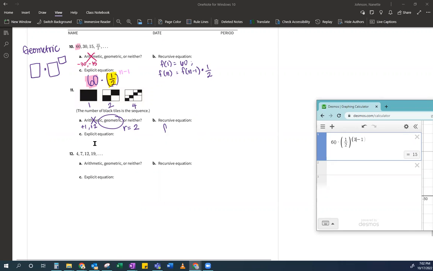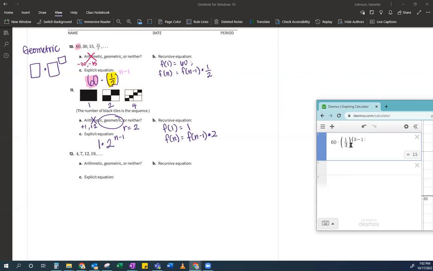Okay, so then the explicit equation, I'm still going to use this structure. The first number here is that 60. Oh, it's just the first term. So it's equal to 1 times, right? And then this number here is my multiplier, which in this case is 2. So 2, and then I put it to the n minus 1. And then I'm going to check my work to make sure that I'm good.